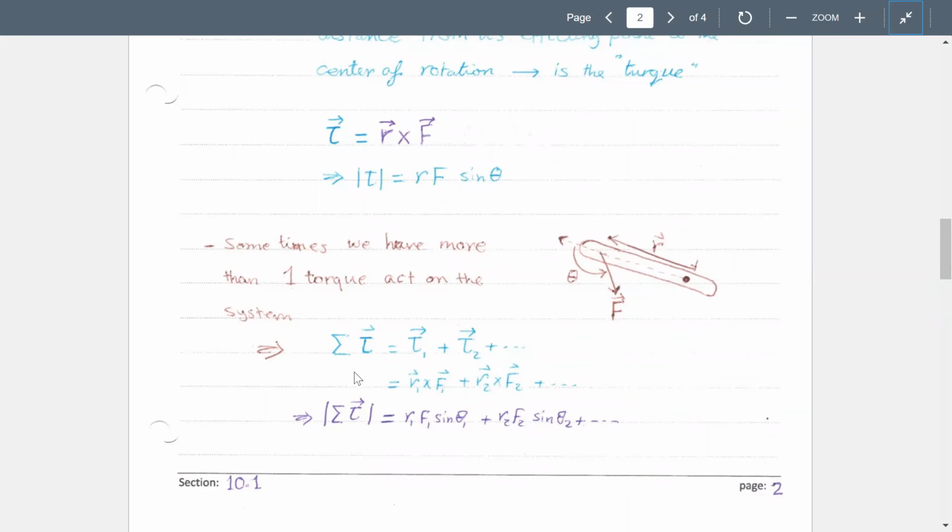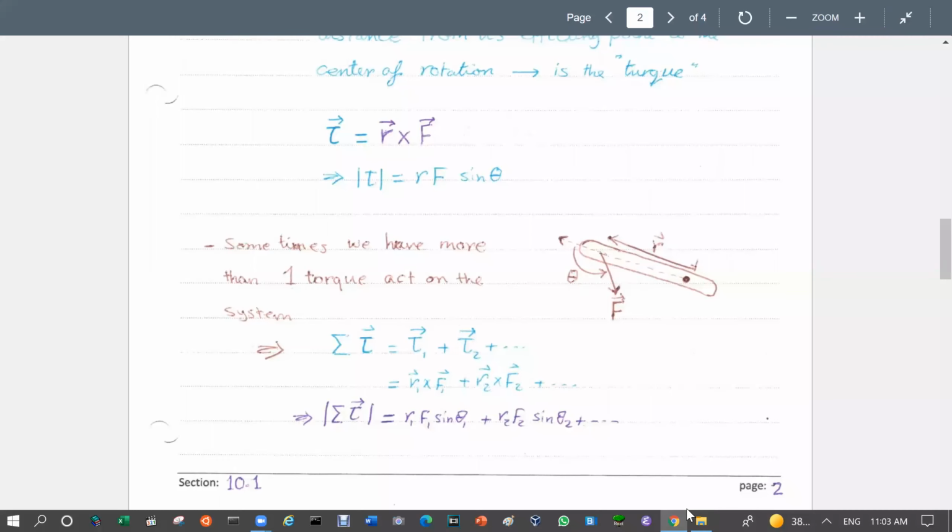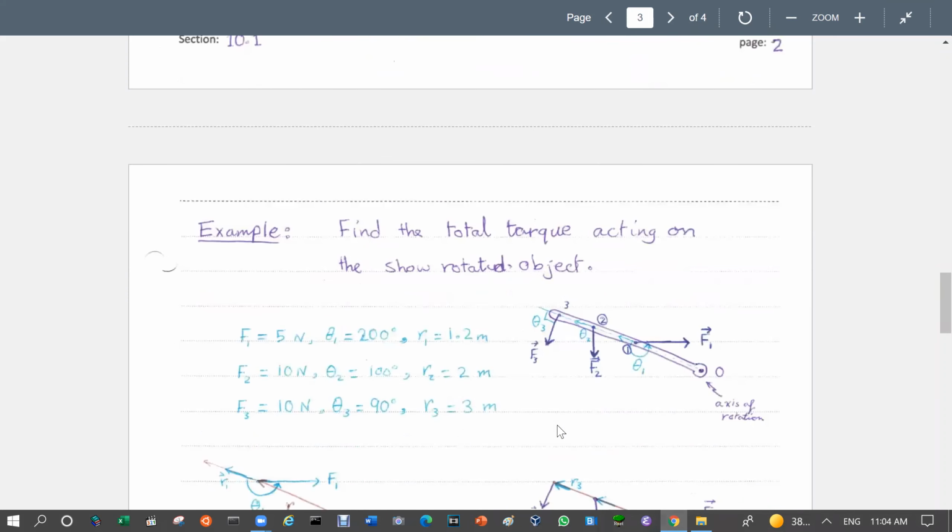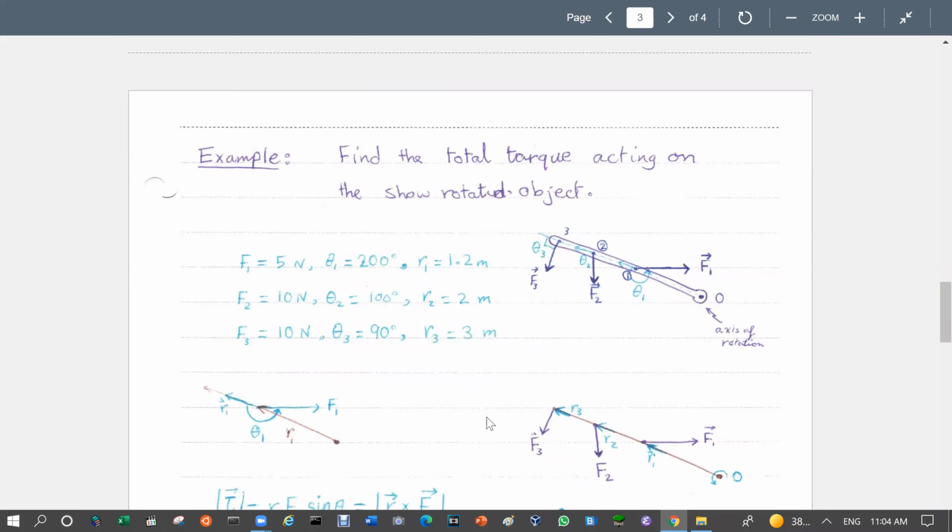As we know from before, if we have many forces, we can add them together. So if we have many torques, we can add them together. The total torque is equal to torque 1 plus torque 2 plus torque 3 and so on. So it will be R1 F1 sine theta 1, R2 F2 sine theta 2 and so on. We can see that by doing some examples. Any question about the torque? Okay.